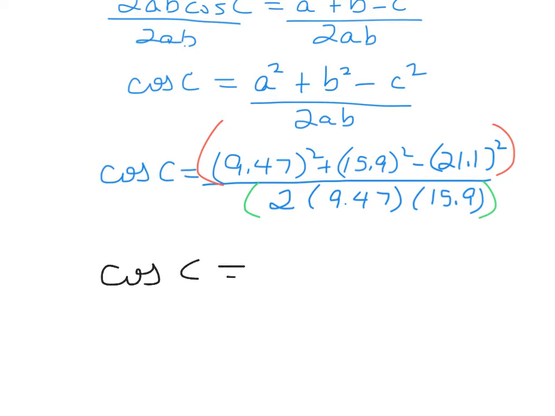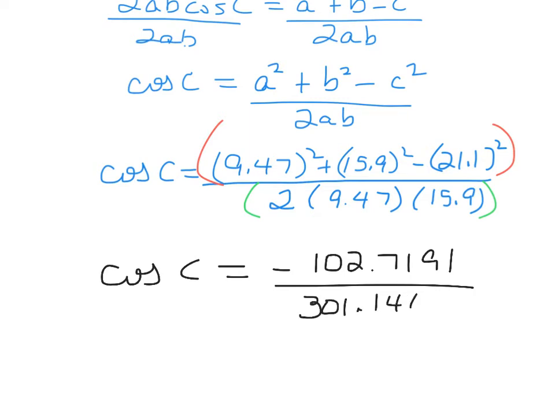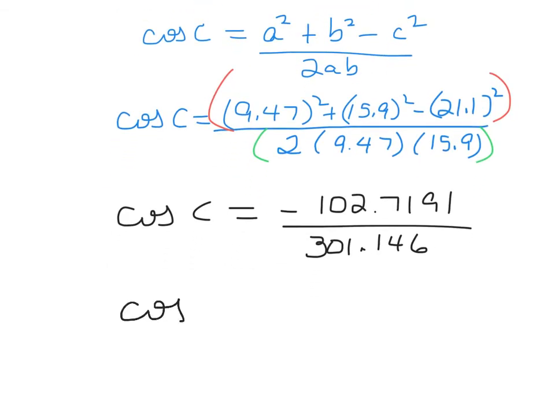So cosine C, and then the numerator will simplify after I square, square, square, subtract. I get negative 102.7191. The denominator, when I multiply those three things, I get 301.146. I'm going to divide it. Once I get that division, remember this is looking for an angle measure. So again, we're going to do the shift, cosine negative 1. So after I divide those two, now if you're doing it continuous in your calculator from this point, this is the answer you should get after you divide those two.